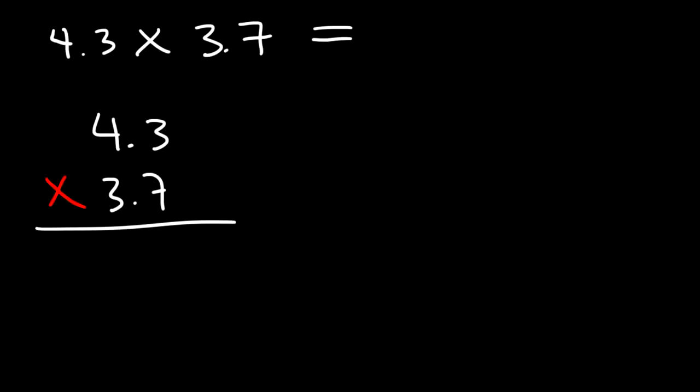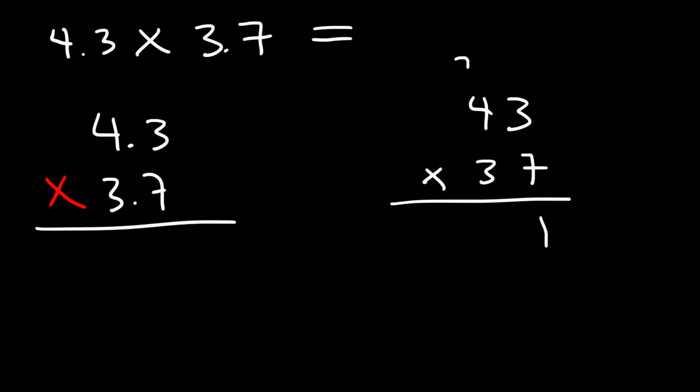Now, the way in which you would multiply these two numbers would be the same as if you're multiplying 43 by 37. So let's do this first. 3 times 7 is 21, so we need to write the 1, carry over the 2. And then we have 4 times 7, which is 28, plus 2, so that's going to give us 30. And now let's get rid of the 2.